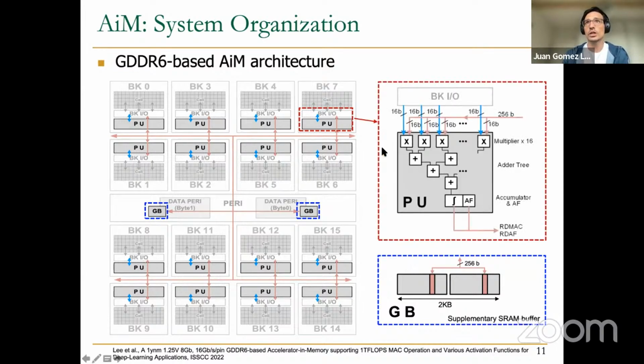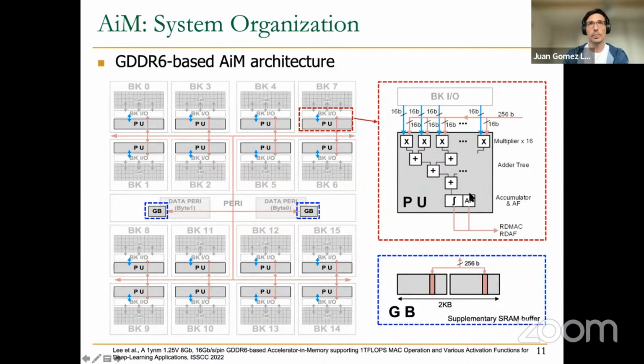If we take a closer look at the processing units, the first thing that we find here in the processing unit is an array of 16 multipliers. The input to these multipliers can come from either the bank IO, the own bank, or from the external buses, as you see, and each of the multipliers performs a 16-bit multiplication. After that, the partial results from the multipliers will be reduced using another tree, as you can see here. And finally, the value obtained in this accumulator can go through an activation function as well.